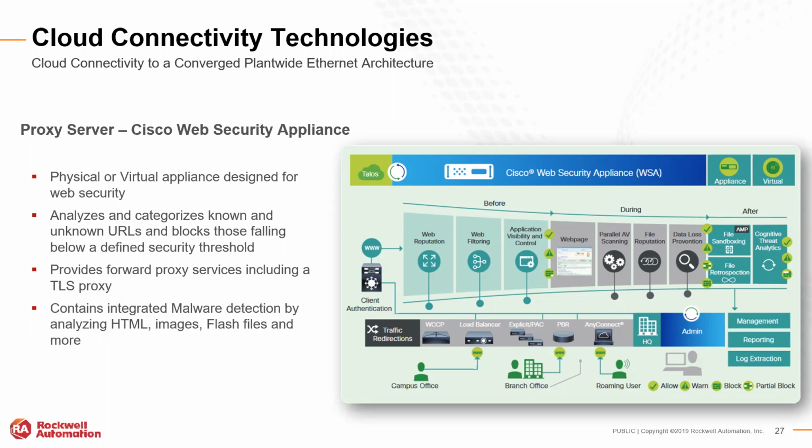It does analyze and categorize known URLs and blocks those that fall below the determined security threshold. It provides the TLS and the proxy services, as I mentioned, and it contains integrated malware detection to analyze the HTML, images, Flash files, and more. Essentially, as I said, it's checking whatever you're downloading and whatever you're viewing. It's trying to bring the information back in. It's checking all of that to make sure there's nothing that has malicious intent on the way in.